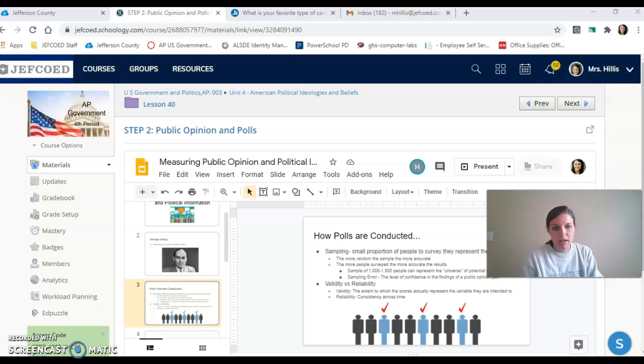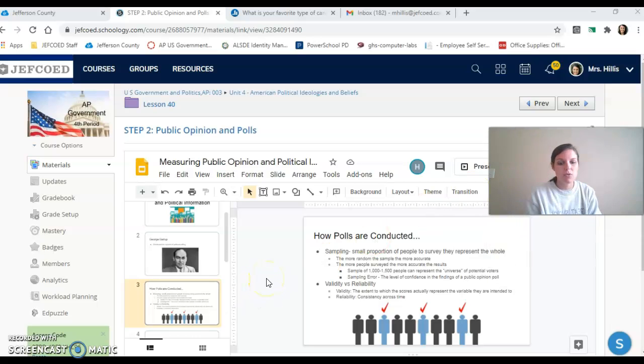So this one's talking about how polls are conducted. It's important that you have a good sample size because you're not going to be able to get out and reach every single person in a population. Instead, you're going to have to get a smaller sample that represents the whole population. So the more random that sample is, the more accurate it generally is. And here are some examples of numbers that would be more of an accurate reflection of a universal theme. So a sample of 1,000 to 1,500 people can represent the universe of potential voters.